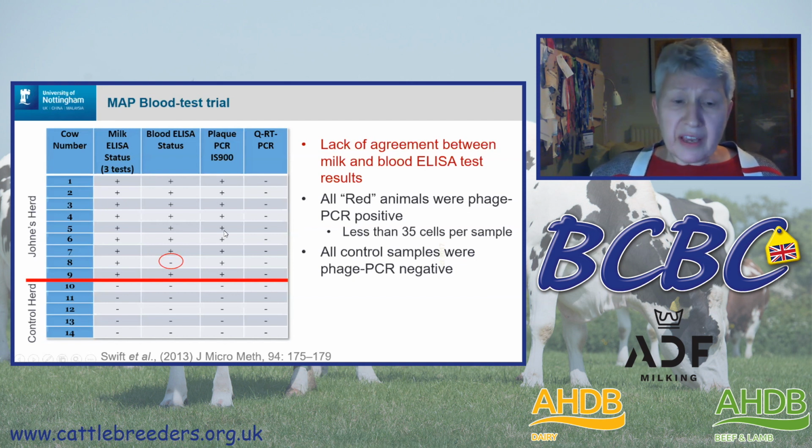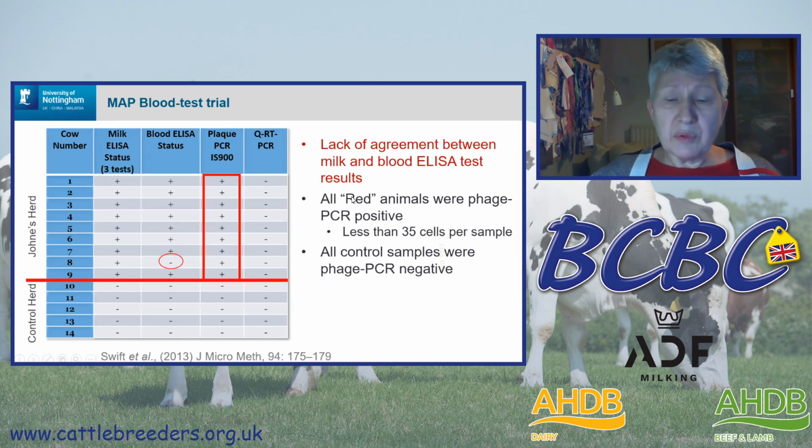Now, when we came to the Phage assay, great news for us. All of the red animals were positive. In this form of the assay, we were counting the number of cells we detected, and there were less than 35 cells in each of the samples. And all of our control samples gave negative results. So this was a good first indication that things were working well.